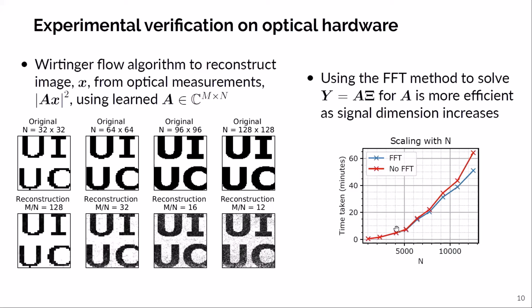Furthermore, I mentioned that we can actually use the FFT to solve our linear system Y equals A CASSP when we've done measurement phase retrieval. And we can see that indeed, as the signal dimension increases, the FFT starts to show increasing gains, and it should be the method of choice when using measurement phase retrieval and numerical interferometry.